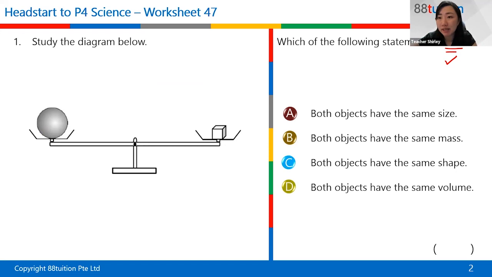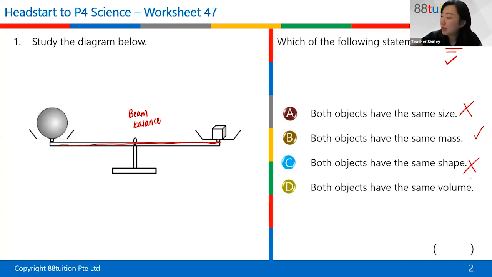So let's see statement A. Is statement A true? Both objects have the same size? Both objects have the same mass. Yes, right? Because if you look at this, this is what we call a beam balance. A beam balance is something that measures mass. So if you look at the beam balance, it's actually equal. It means that the mass is the same. Okay? Of course, it doesn't have the same shape, you can tell.